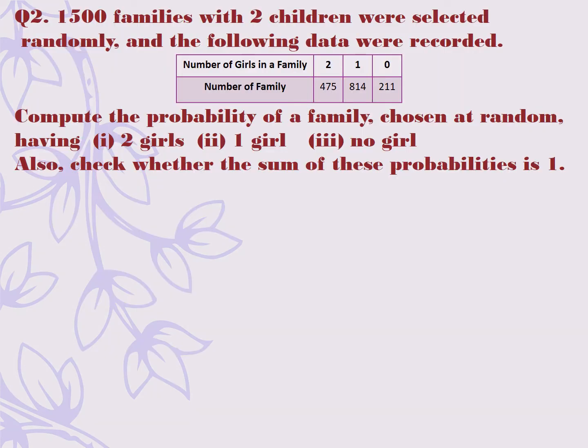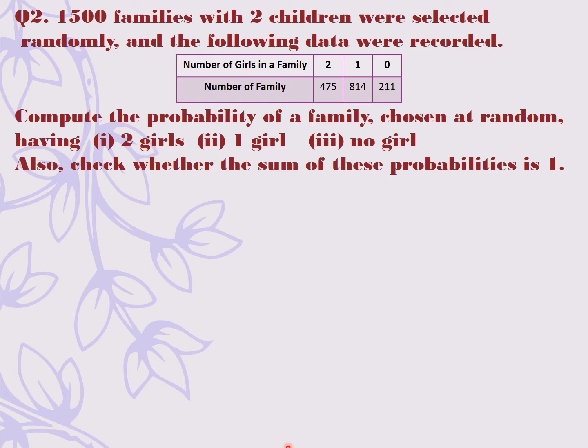Question number 2. 1500 families with 2 children were selected randomly, and the following data were recorded. Compute the probability of a family chosen at random having 2 girls, 1 girl and no girl. Also check whether the sum of these probabilities is 1.